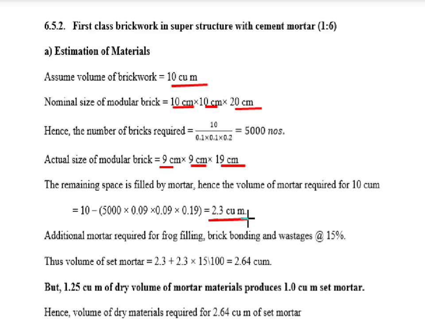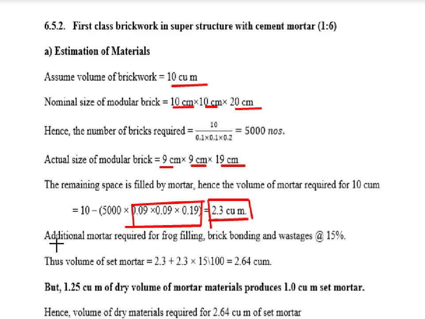The volume of mortar is 2.3 cubic meter. Please look at this figure, that is 2.3 cubic meter. We take 10 minus the number of bricks, 5000, into the volume of one brick. This is the volume of one brick.